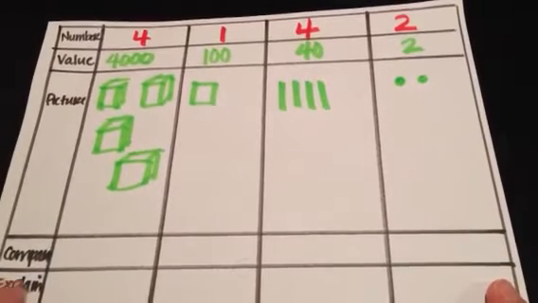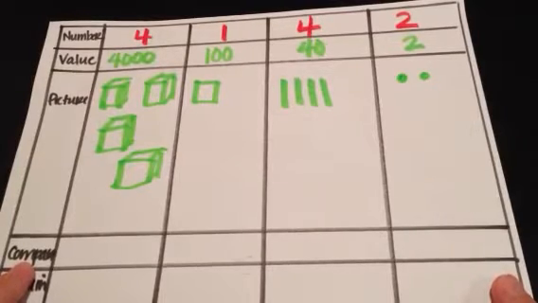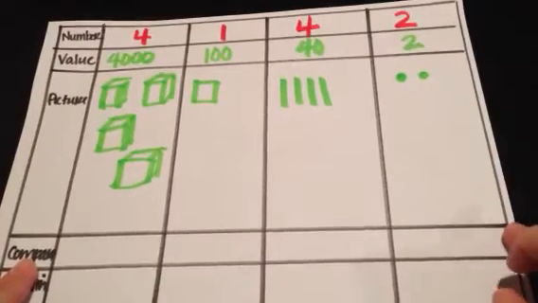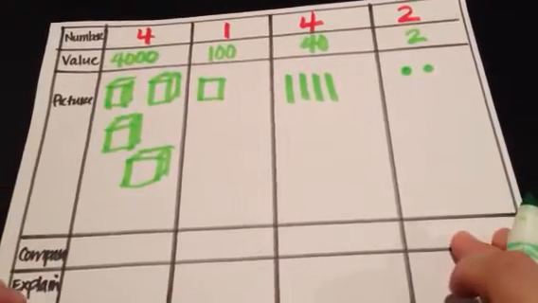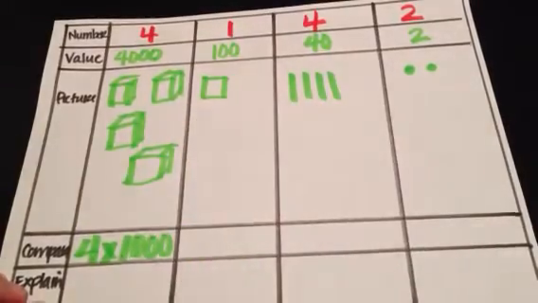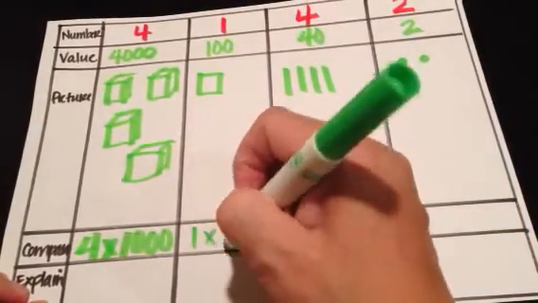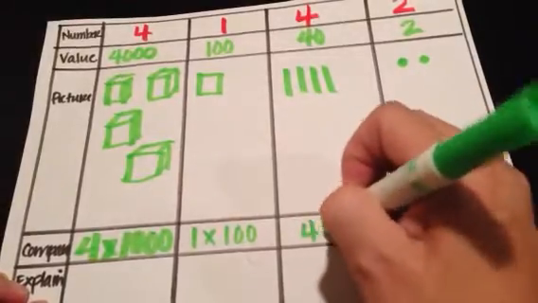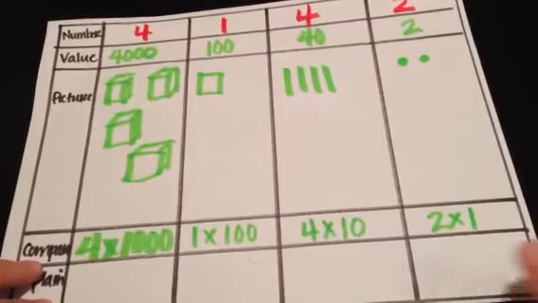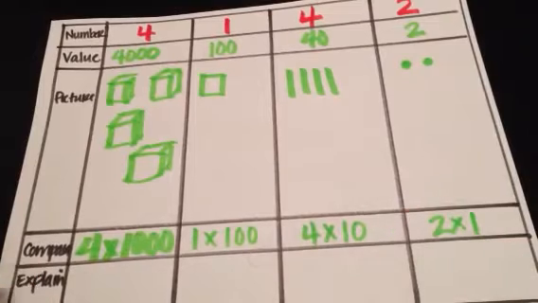Next, students have this row down here for comparing, and what they're actually doing is they're writing each digit multiplied by its value so that we can compare the numbers. So for example, in this first column, they would write 4 times 1,000. And in this box here, they would write 1 times 100, 4 times 10, and 2 times 1. So students in this row are just writing one factor is the digit multiplied by its place value.